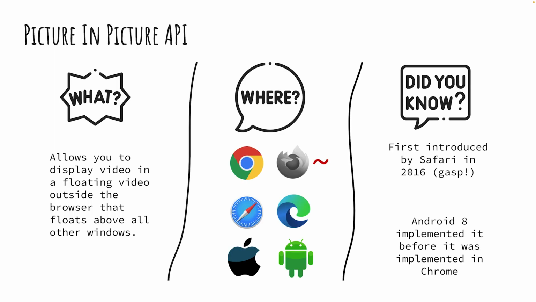I don't actually know why they made this API, except for something that seemed really kind of novel at the time. But what does it allow you to do? It allows you to display video in a floating video outside of the browser that floats above other windows. So you think of old TVs with a picture-in-picture where you could watch.